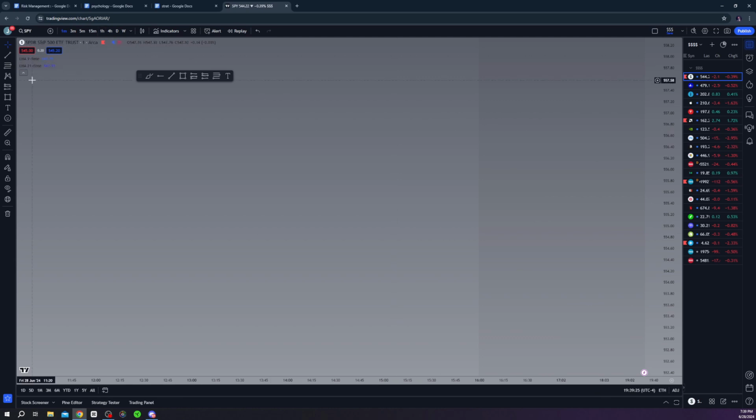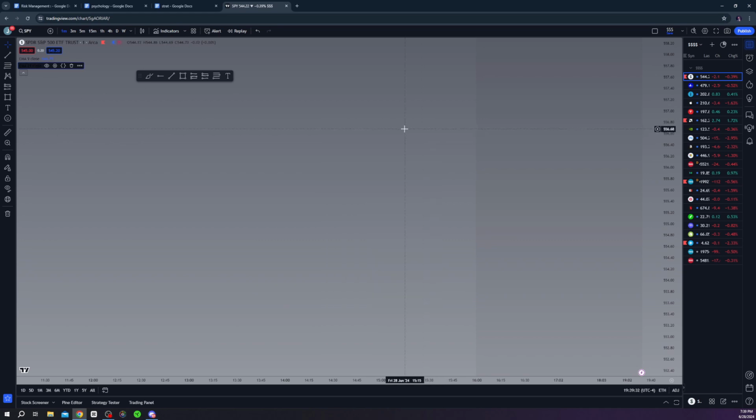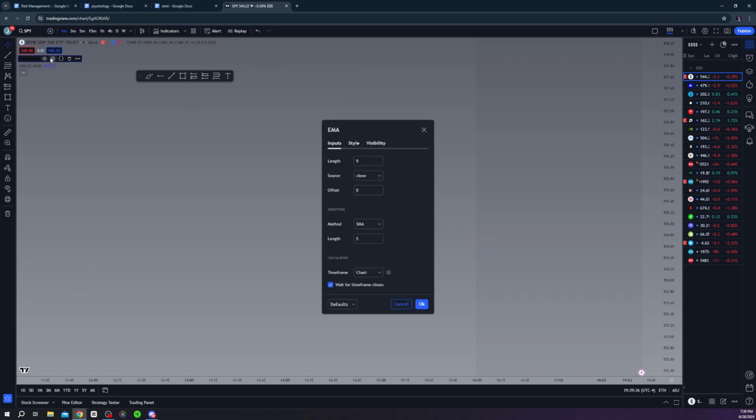One is going to be 9 length. One is going to be 21. That's the only setting that I do. I think this strategy is absolutely insane, and not a lot of people use it. It's insane.